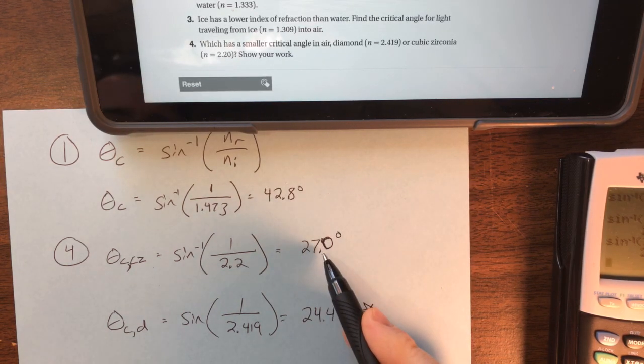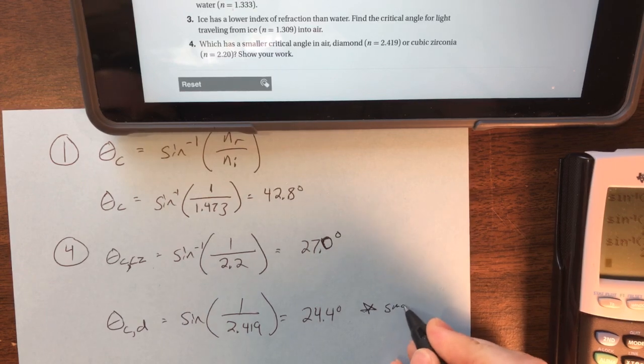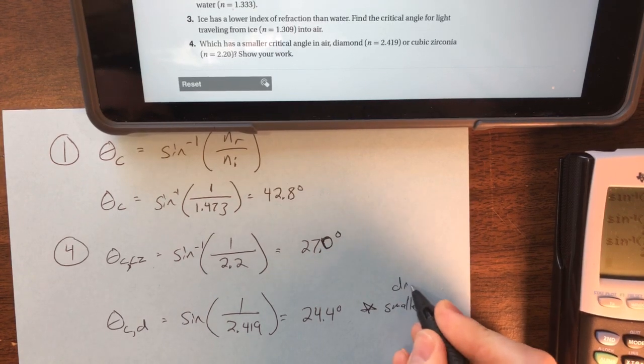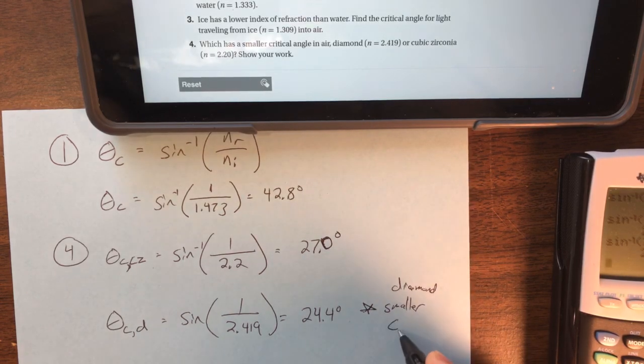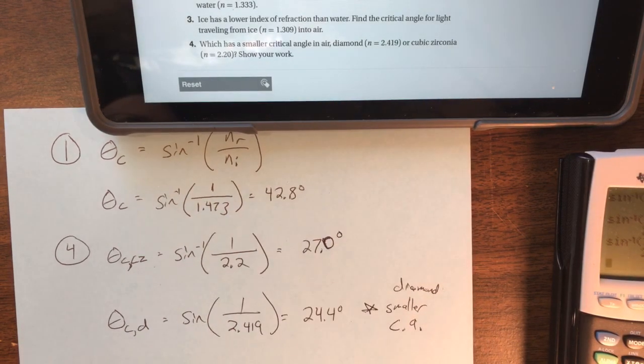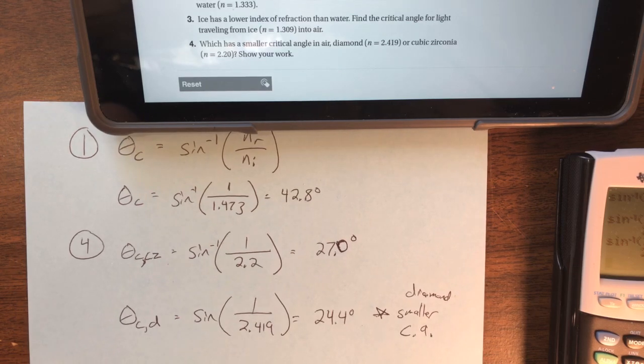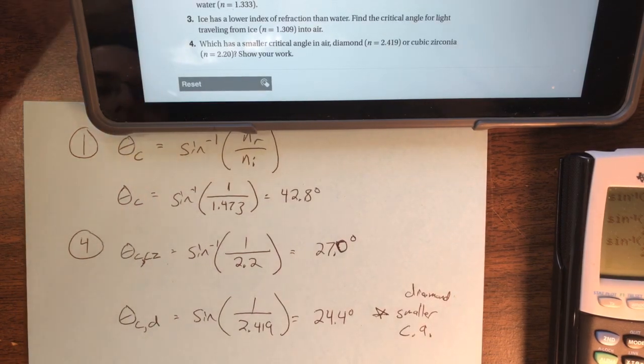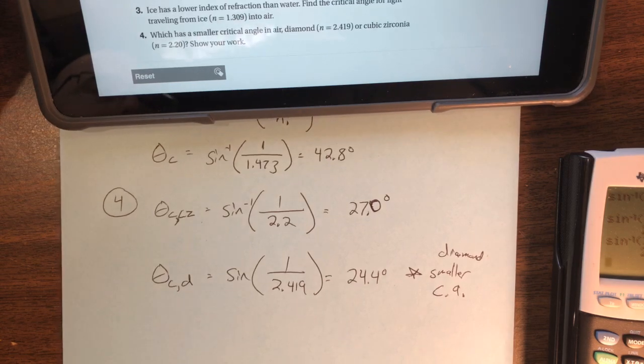24.4 is smaller than 27.0. So this is smaller. So we say diamond has the smaller critical angle. All right, and that makes sense. It goes along with our prediction because it's more expensive, because it's got the higher index of refraction.